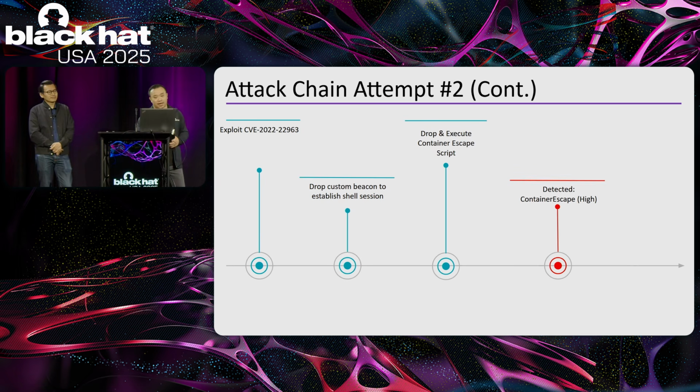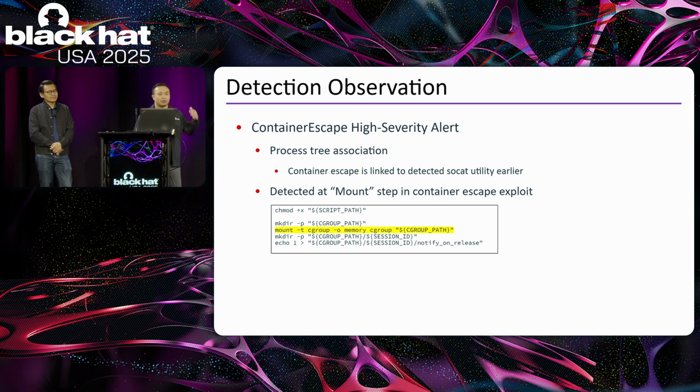So I went back to the drawing board again to debug what really happened. Drawing from past experiments, there are several things that could have caused these detections. One is that this could be a residual effect from my previous testing, where I used the detected SOC sessions to download the container escape exploit onto the container. So Falcon associated the container escape script with the detected SOC utility and determined that it was malicious. Also, I debugged the exploit script step by step and determined that Falcon detected the exploit at the mount step, where I mounted the new memory cgroup at /dev/shm/brk.